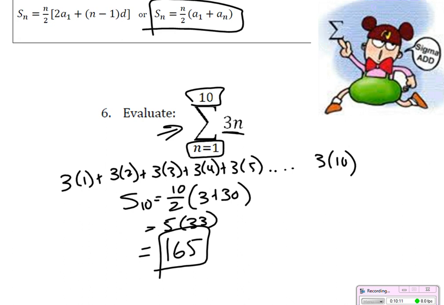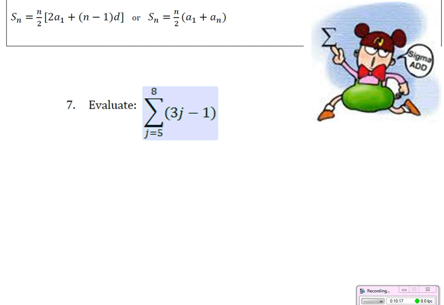So if I throw this in here, it's a little bit different, but it's still kind of the same idea, except now I'm starting at 5 and I'm ending at 8. So the first one's going to be 3 times 5 minus 1, so that's 14. The last one's going to be 3 times 8 minus 1, which is going to be 23. So it's only 5, 6, 7, 8. It's only 4 total numbers.